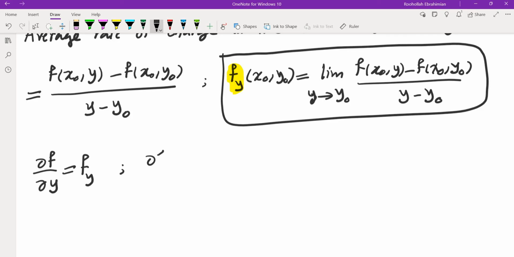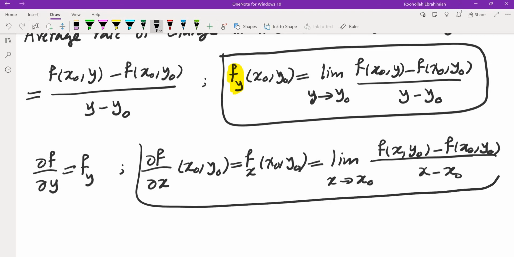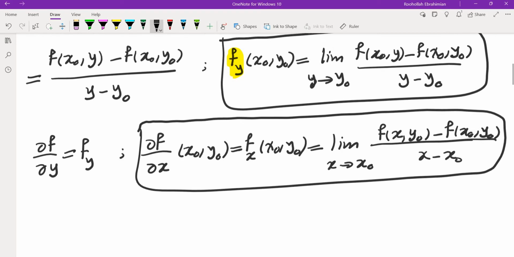If I were to do the partial of f with respect to x at x naught, y naught, which is the same as f sub x at x naught, y naught, I take the limit. This time I'm fixing y, so it would be f of x comma y naught minus f of x naught comma y naught, divided by run, which is x minus x naught. So this is the definition of the partial derivative with respect to x.